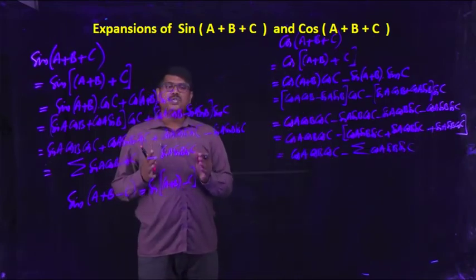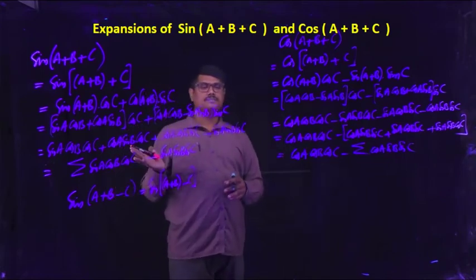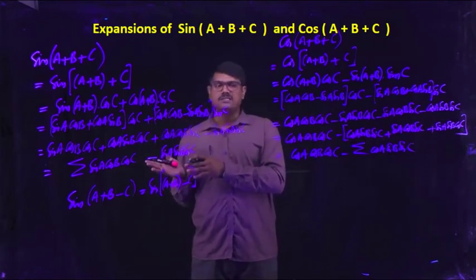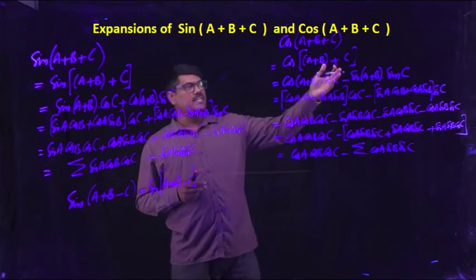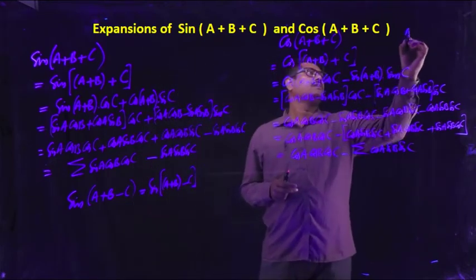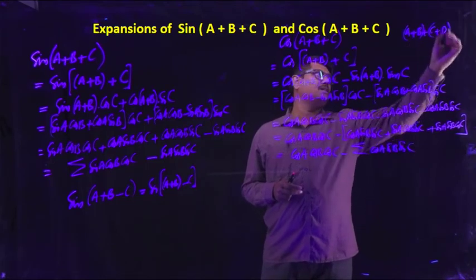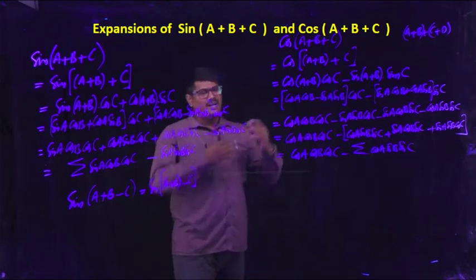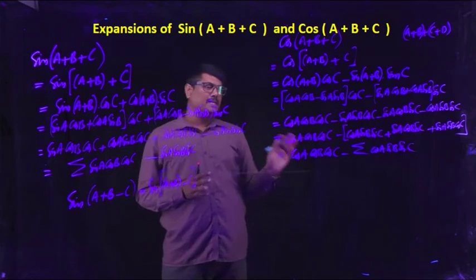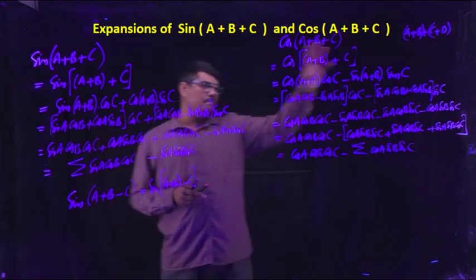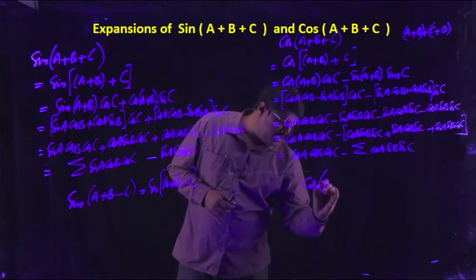So the expansion of more than 2 angles depends upon the 2 angle formulas. If you know the 2 angle formulas, you will be able to expand 3 angles or 4 angles also. If D is there, A+B+C+D, for expanding 4 angles, treat these 2 as one part and those 2 as one part, and then use the formulas and expand until you get the final expansions. And in the same manner, you can try one more problem, which is cos(A−B−C).